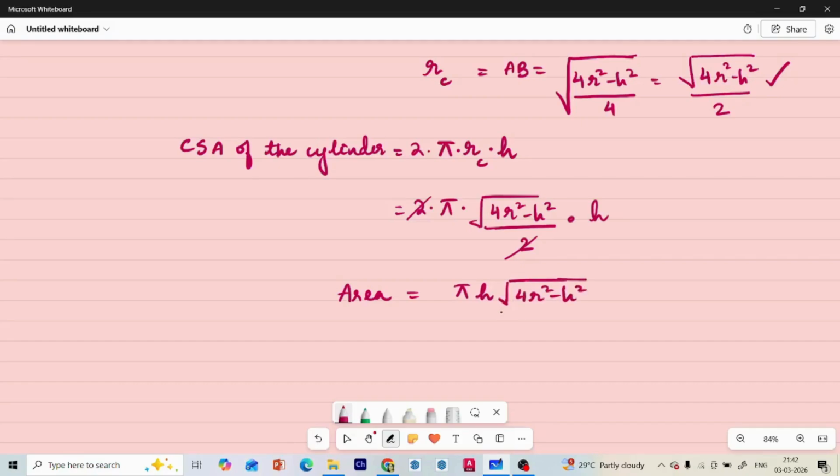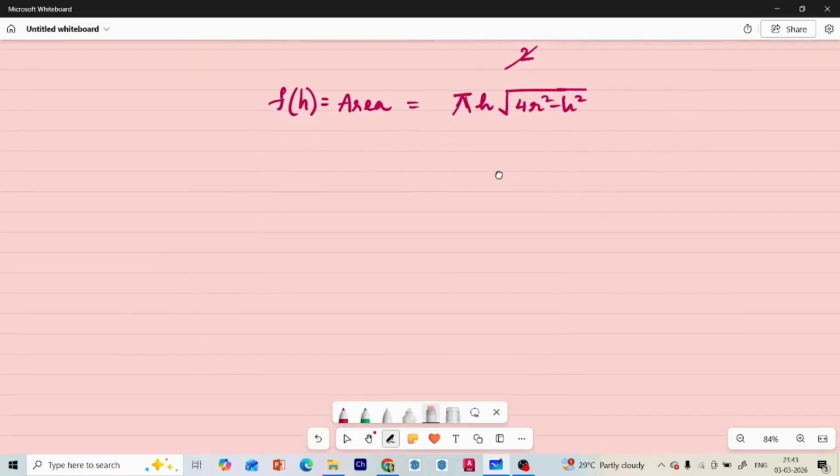So what do you see? This is a function in terms of our variable, that is height H. R is fixed, pi is fixed, and the variable here is H. So we can also write this as f of H. It's a function in terms of H. So the problem has become quite simple now.